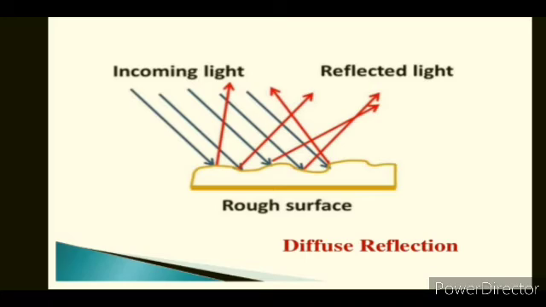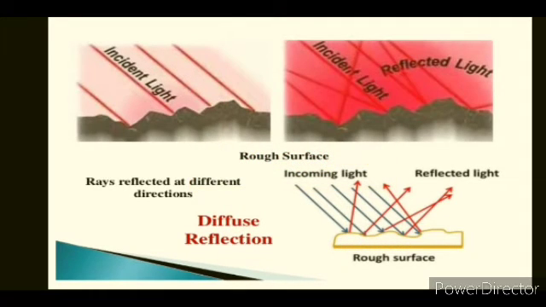Here you can see when a parallel beam of light falls on a rough or irregular surface, such as a wall or a piece of wood, the rays get reflected in all directions. Such type of reflection is called irregular reflection or diffuse reflection. Here also you can see the diffuse reflection.